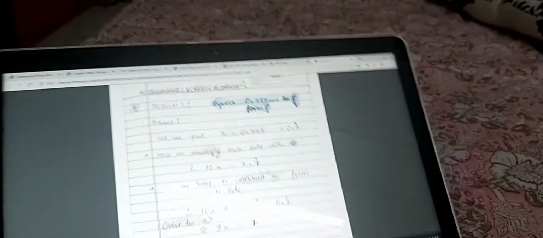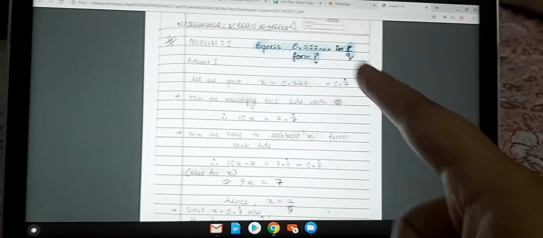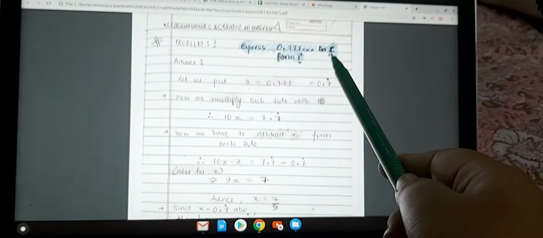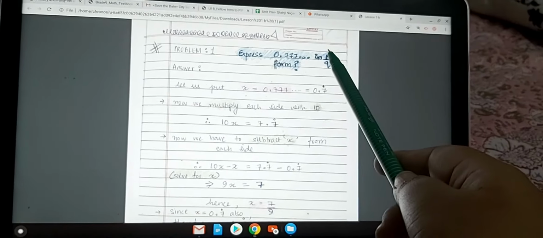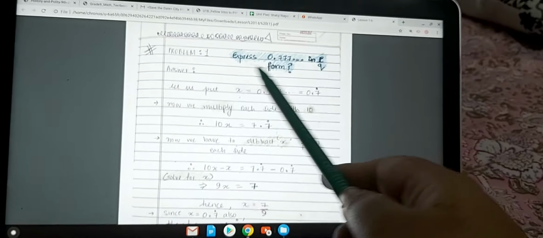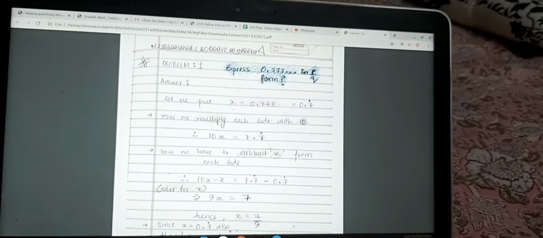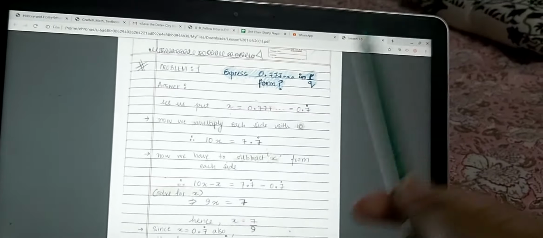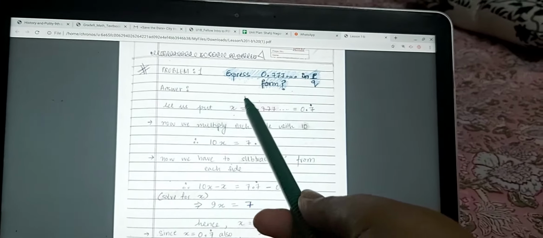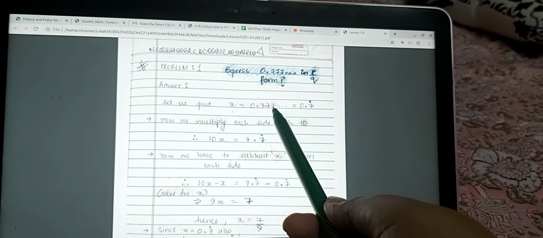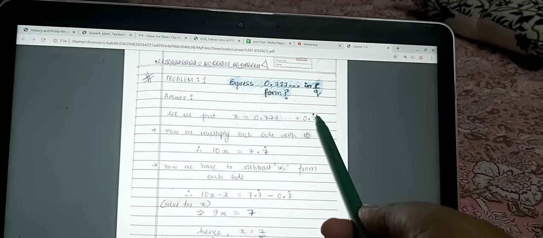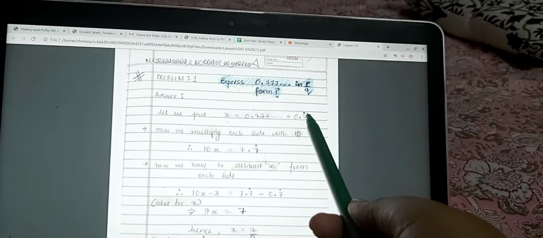So now look. My question is express 0.777 in P by Q form. Okay? Now there is a P by Q form which is basically a way of writing a fraction. Now I am taking 0.777 as x. Now 0.777 also means that 7 is coming again and again, which means 7 is recurring. So I'm going to write it as 0.7 recurring.